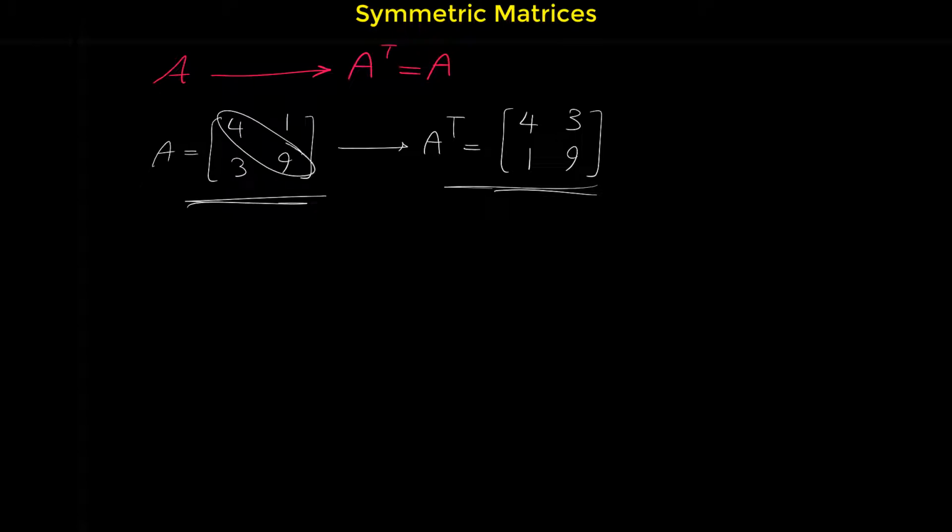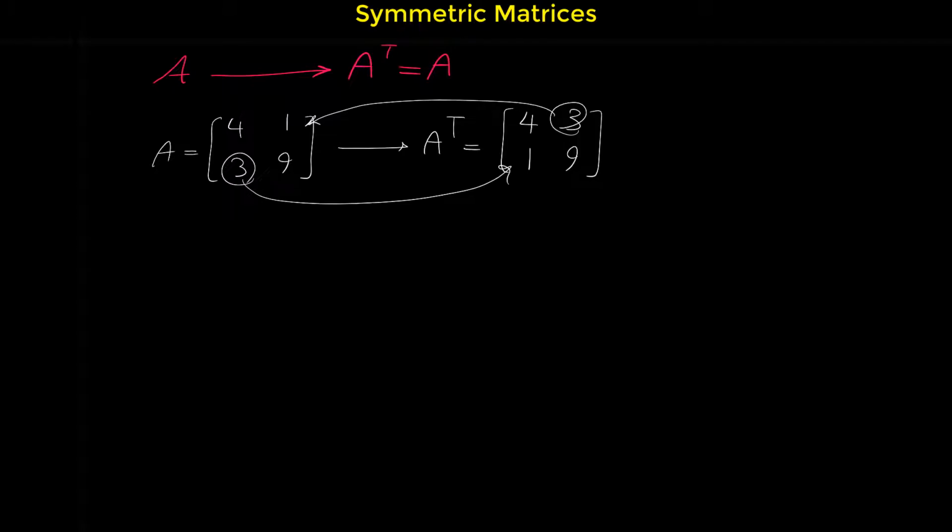These two elements are the same, but because in the transpose we switch opposite elements when we have a square matrix, the position of these two elements changes. 1 goes instead of 3 and 3 goes instead of 1. And as you can see, 3 is not equal to 1. So this is not an example of a symmetric matrix. So A is not symmetric.